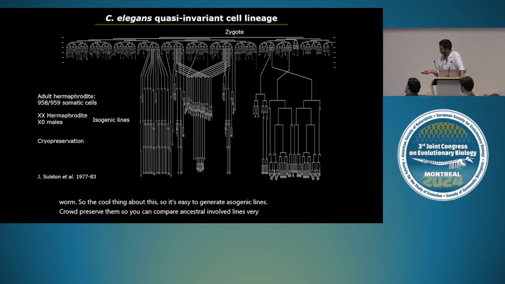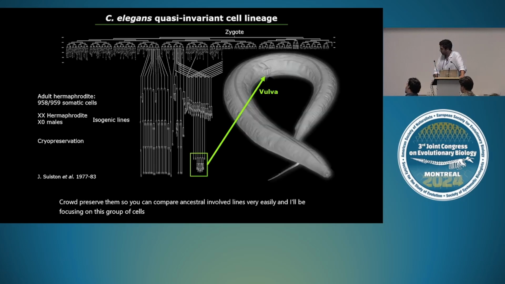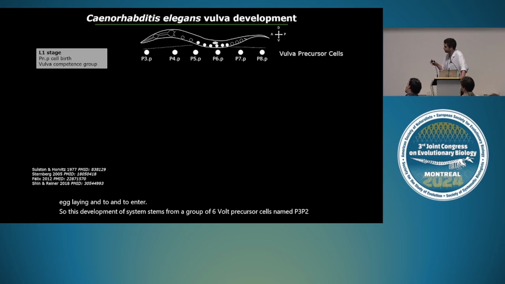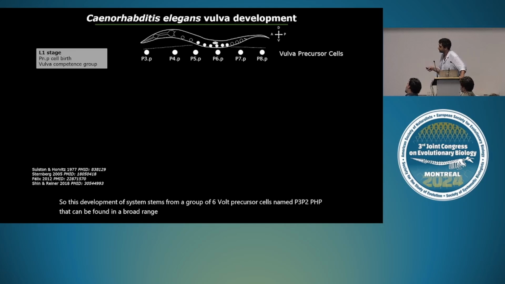And I'll be focusing on this group of cells here, which will lead to the formation of the vulva. It is important for egg laying and for males to cross with. So this developmental system stems from a group of 6 vulval precursor cells named P3.p to P8.p that can be found in a broad range of nematode species. So you can really compare the variational properties of these cells one-to-one.